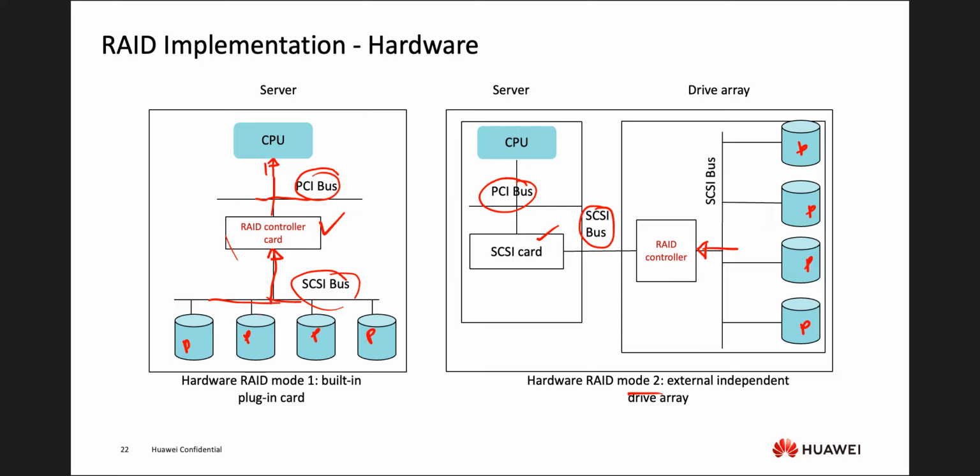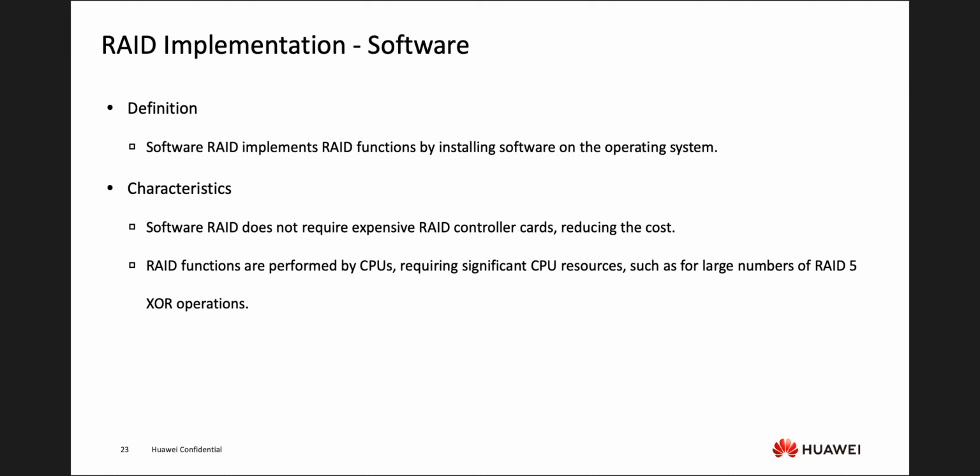When we look at implementing the software side, you get software RAID also. Software RAID basically involves installing software on the operating system. You can do that at the start of installing the operating system. On Windows, you can do RAID. On Linux, you can do RAID, but you do it from the operating system side.